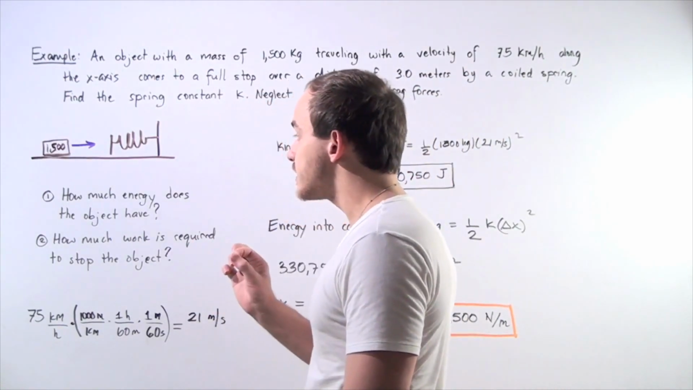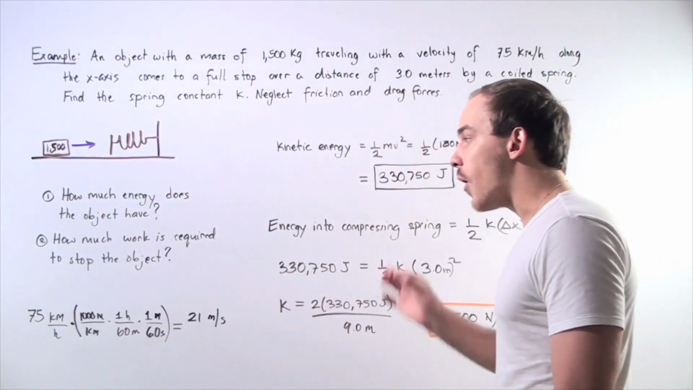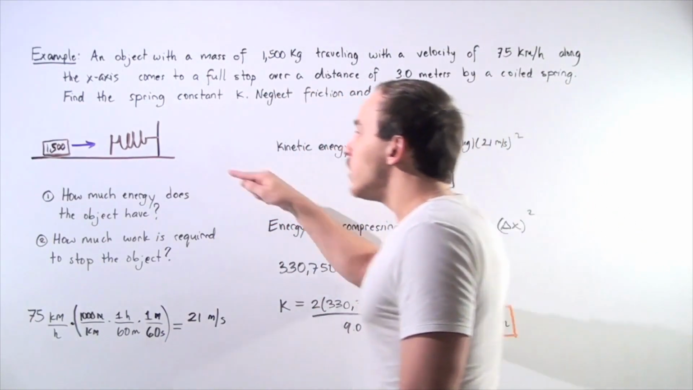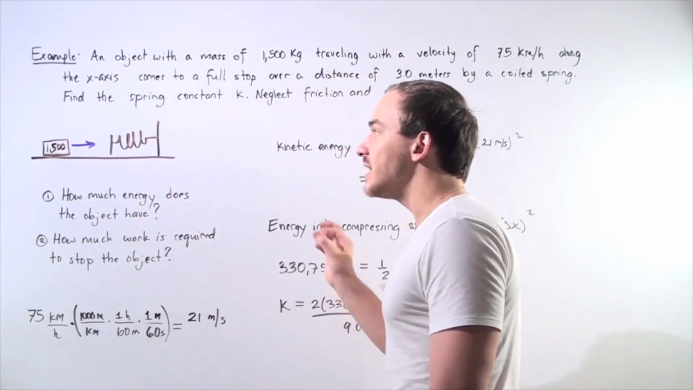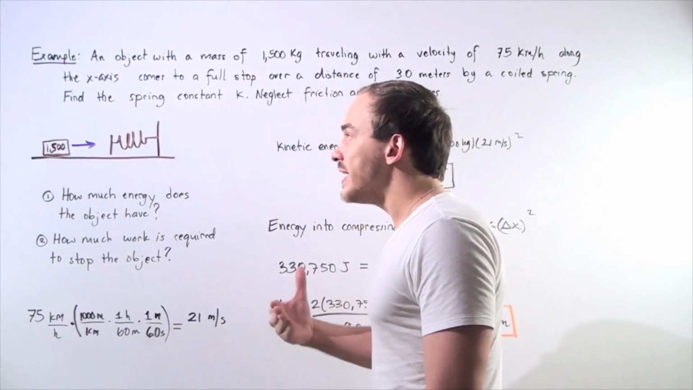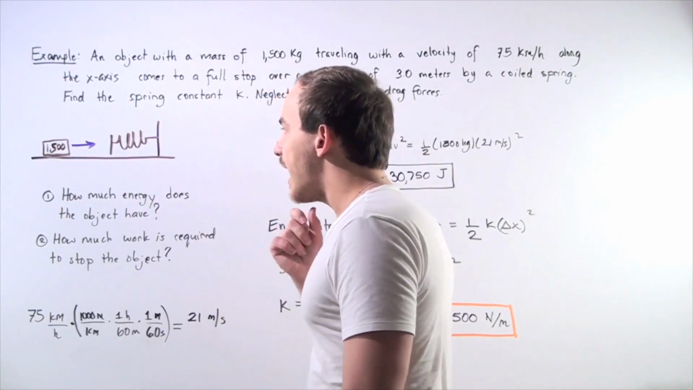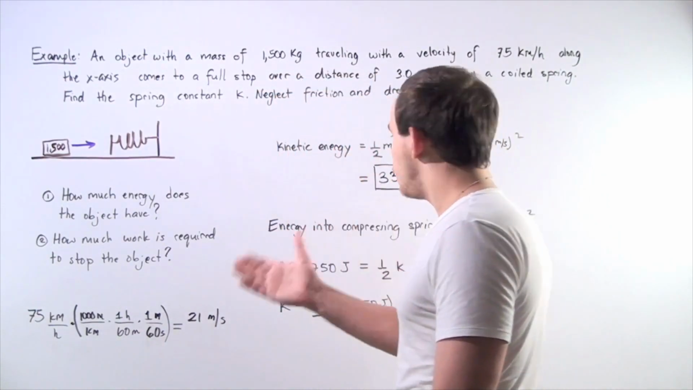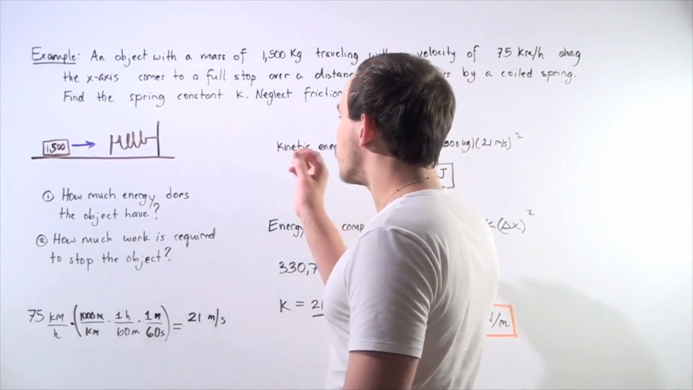If we look at question number two, how much work is required to stop the object? Well, the spring must act on the object. It must do work on the object to stop it. So in fact, the spring does an amount of work that is equal to the kinetic energy of the object. We can use our equation, which we'll look at in a second, to solve for our spring constant k.